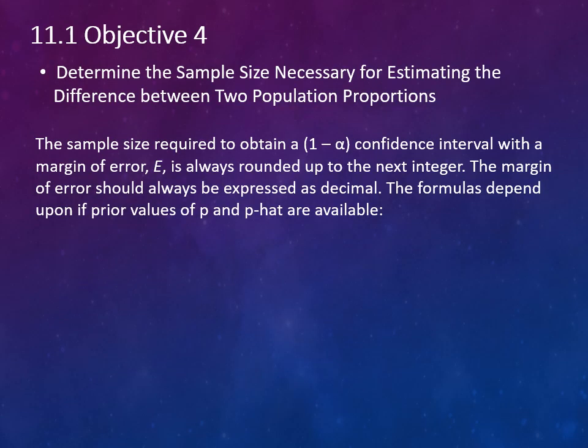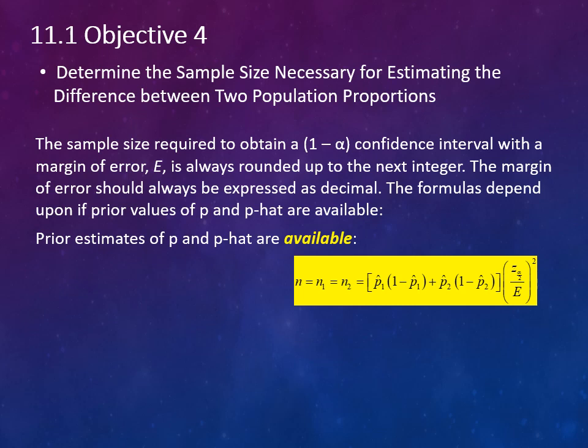Our last objective is to determine the sample size necessary for estimating the difference between two population proportions. The sample size required to obtain a 1 minus alpha confidence interval with a margin of error E is always rounded up to the next integer. The margin of error should always be expressed as a decimal. The formula depends upon if prior values of p and p hat are available, and this is, of course, for both samples.